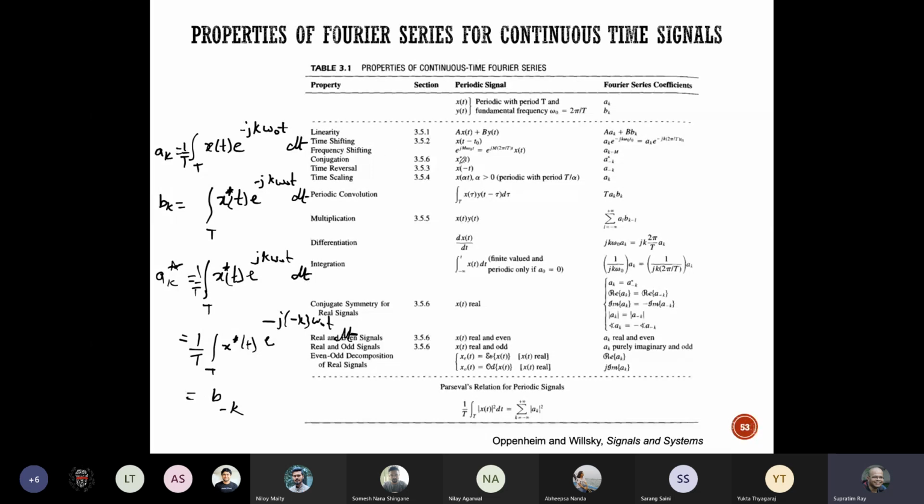If I take the conjugate of the signal, the coefficients remain the same, but they get flipped in the frequency axis. Instead of k, I'm looking at minus k. And instead of the original coefficient, I look at its complex conjugate.